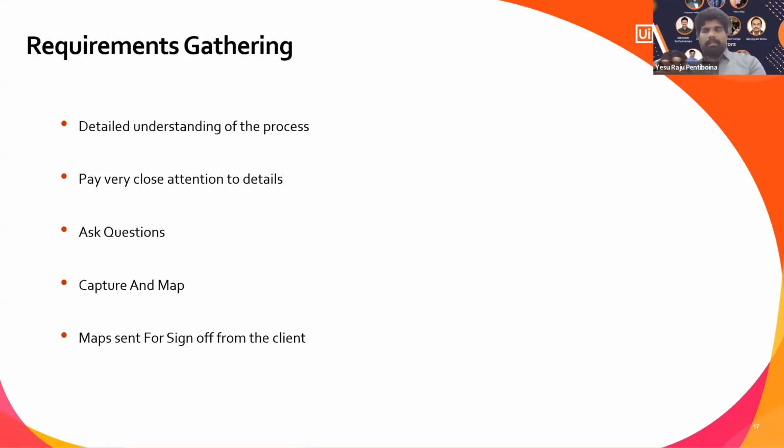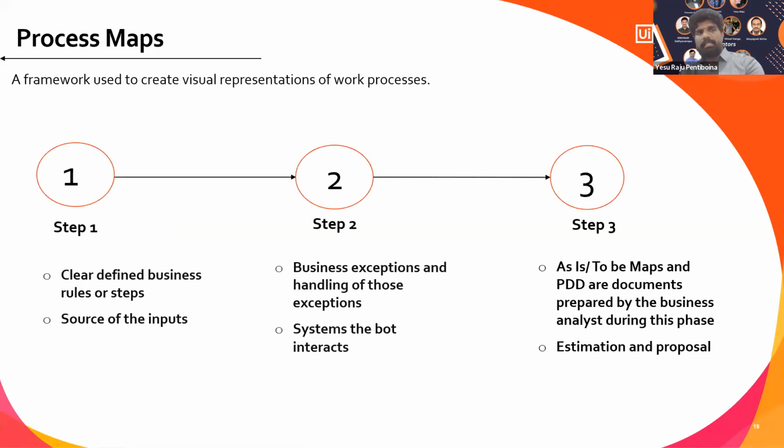In the UAT call or other calls, they will be saying, oh, no, we have not asked for this one. We said something else. So this will happen. As a solution architect, you should be ready, and you should be coordinating with the business analyst in the requirements gathering part. And coming to the process maps.